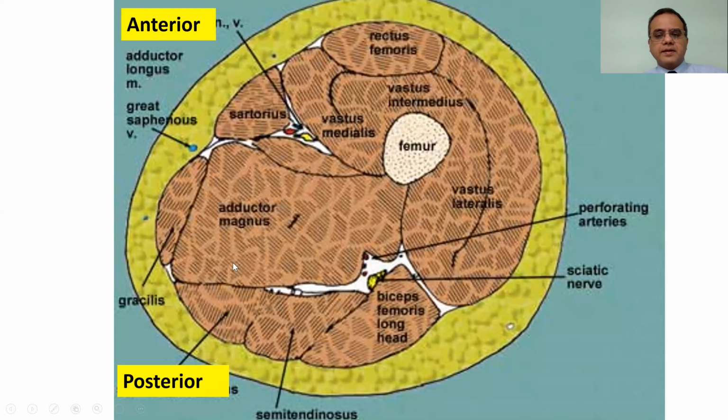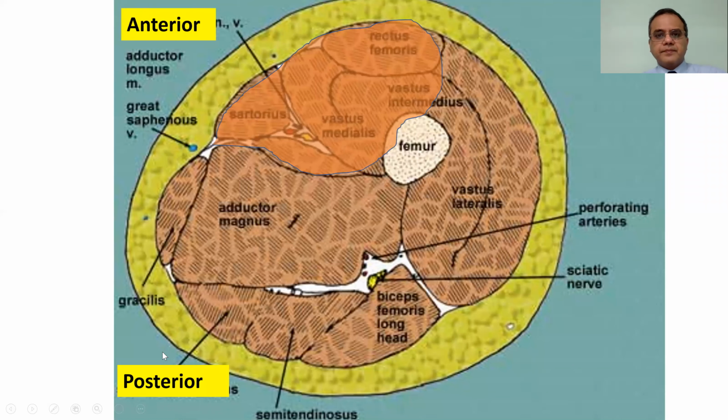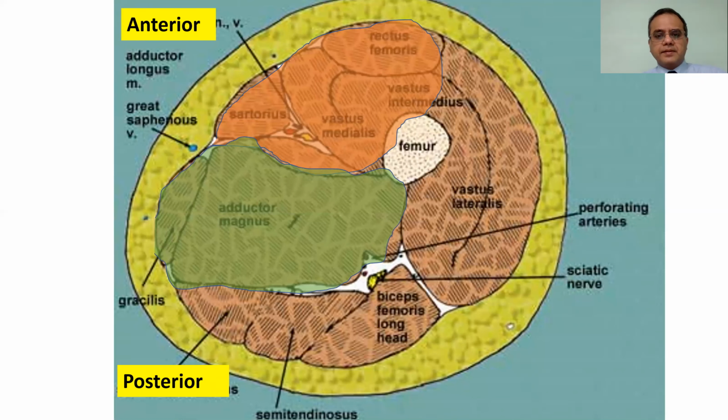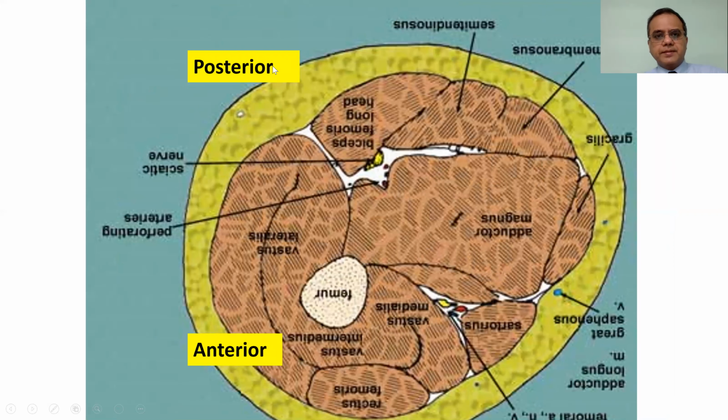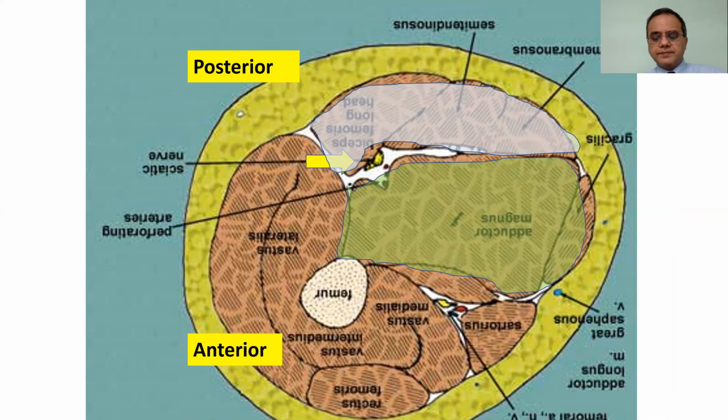Now you're familiar with this cross section of the thigh. This is anterior, this is posterior. That's the quadriceps, adductors, hamstrings, and the nerve in the middle here. Now, when you're doing posterior approach to the sciatic nerve, the patient lies on their front. So I'm just going to invert this cross section so that now this is posterior and this is anterior. And sciatic nerve is here between the hamstring muscles and the adductor group of muscles. And that's where our probe is going to be.